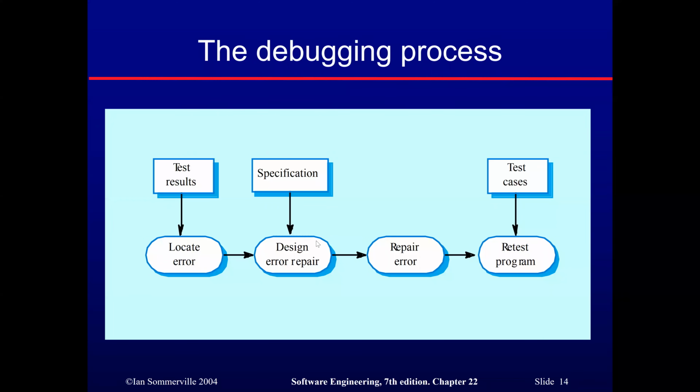Now this is the debugging process. We have the test results as input. From the test results, we try to locate the errors. Once we locate the errors, we design the error repair regarding the specification document. We repair the error, retest the program using the test cases, and if the test results are now okay, then the program has passed this test.